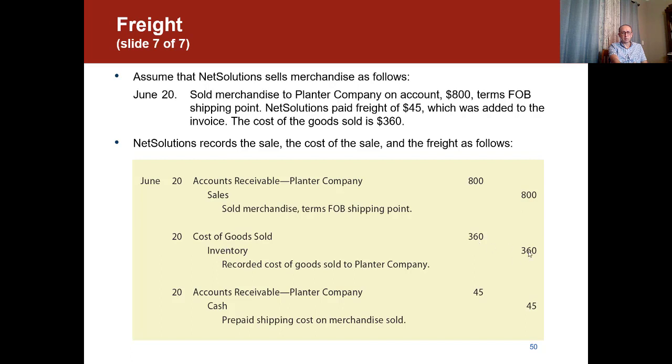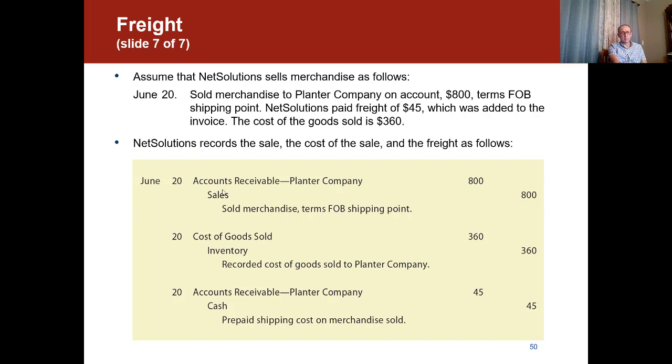Then we have the cost of goods sold based on $360. The cost of goods sold, which is an expense account, is going to be debited. And then we credit inventory because we are reducing the value of our inventory, which is an asset. So we credit inventory by $360. One thing I want you to remember, cost of goods sold is an income statement account, while inventory is a balance sheet account.